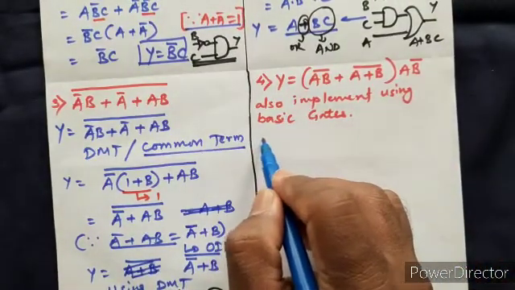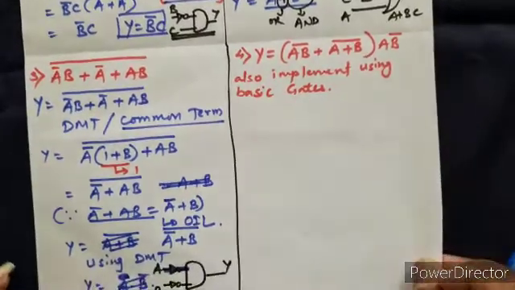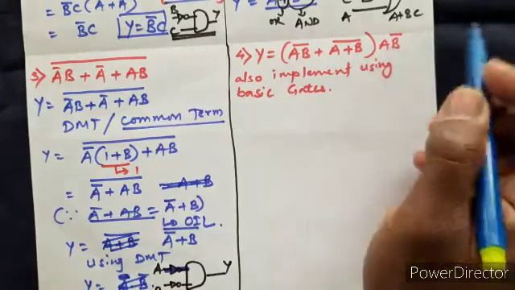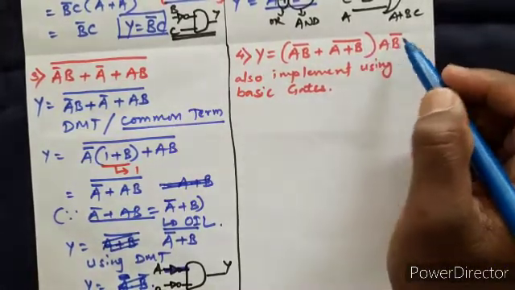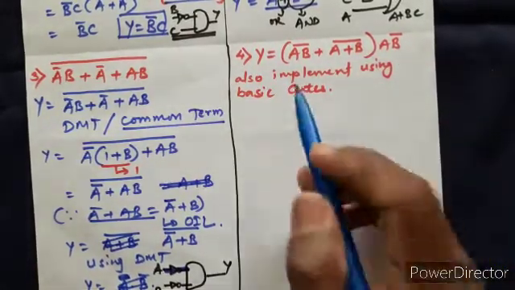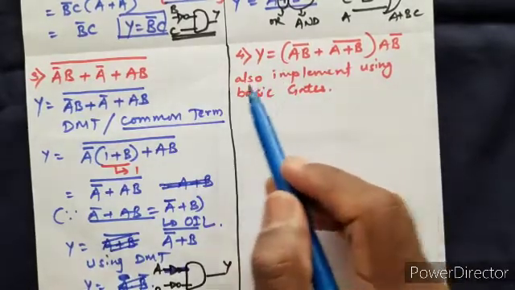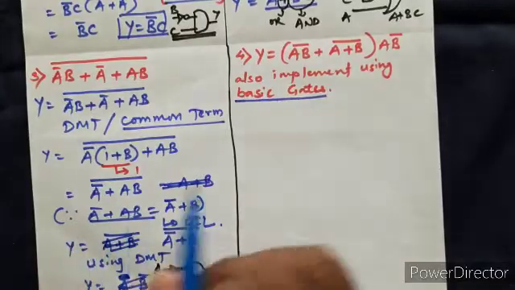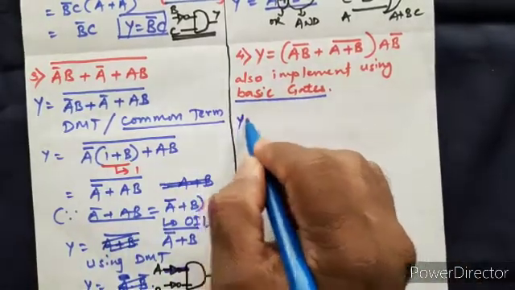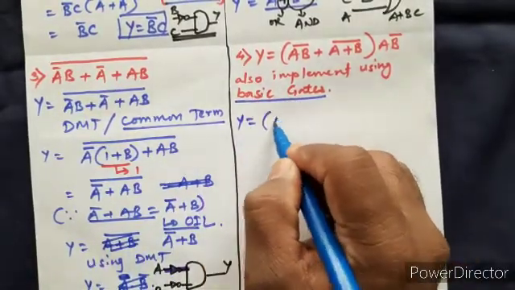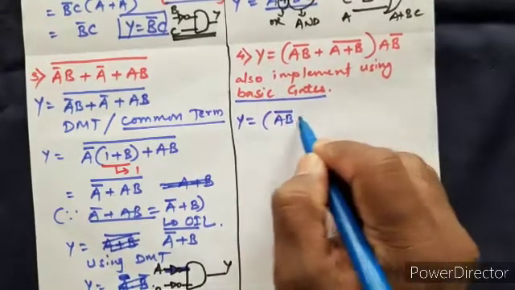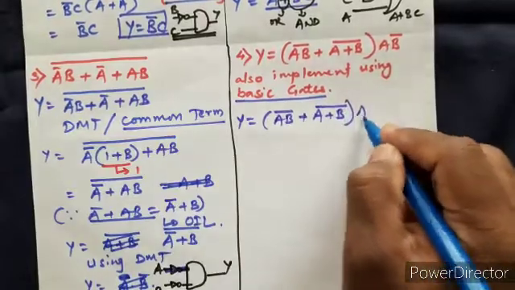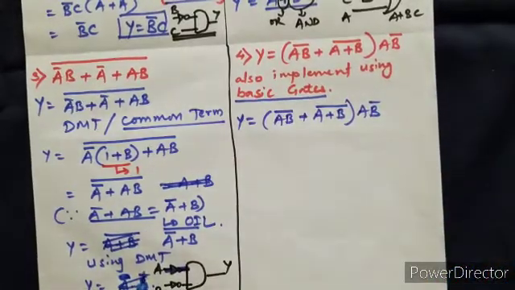Okay, so going for next, Y equals AB whole bar plus A plus B whole bar in one bracket multiplied by A B bar, and it is given that reduce and also implement using basic gates, right? So I'll just rewrite the given equation, AB whole bar plus A plus B whole bar in bracket A B bar.